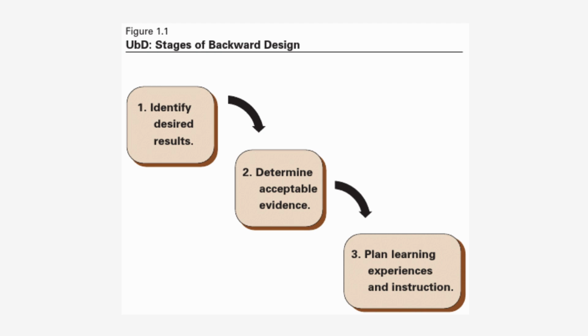The three stages of backward design are to define the desired results, plan for how evidence of achievement will be assessed, and create a learning plan. The three stages are aligned consistently throughout the design process.